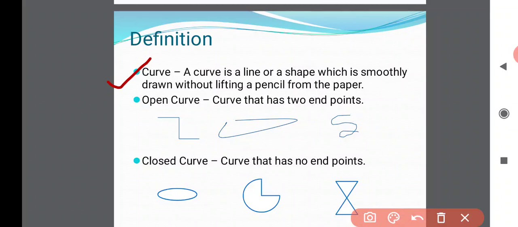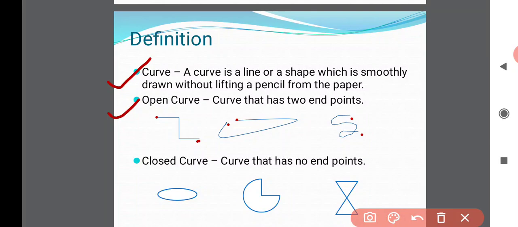Open curve is one that has end points. Here you can see the first curve is having two end points. The second curve is again having two end points, and the third one is also having two endpoints. So all those curves which are having two endpoints are called open curves.